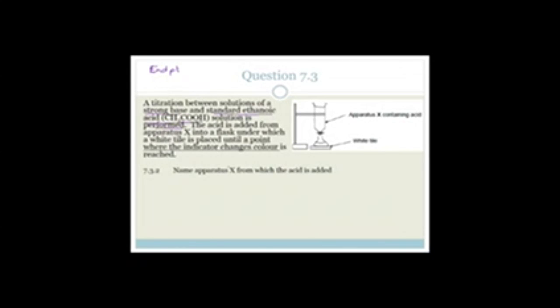Next, they've asked us to name the apparatus X from which the acid is added, and this is a burette. Right, now it says, what is the purpose of the white tile? The purpose of the white tile is to see the end point clearly, because you have an indicator here and you're going to be looking for a color change. So obviously, if you have a white tile underneath it, it's much easier for you to see the color change.